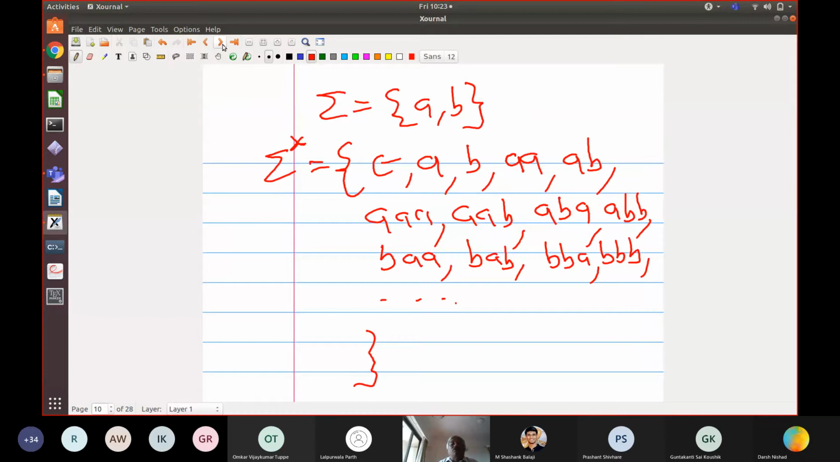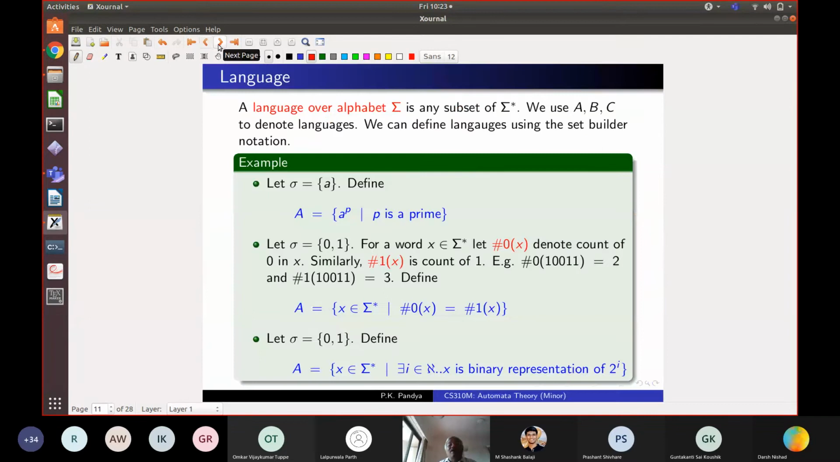So far we considered words, and sigma star was the collection of all words over a given alphabet. This much we learned. Now let us go to what is called a language, in the sense of automata theory. A language over a given alphabet sigma is an arbitrary subset of sigma star. So every subset of sigma star will represent a language.